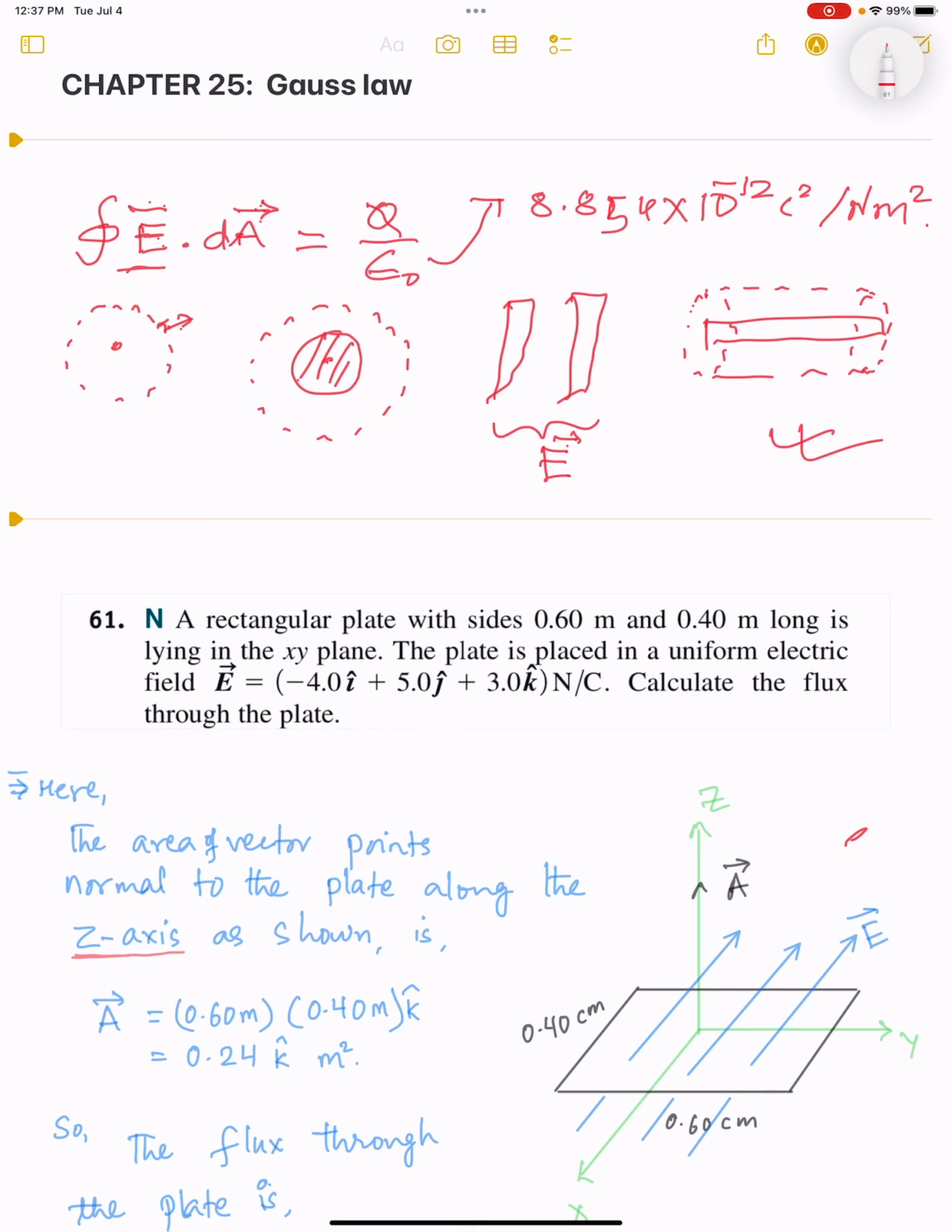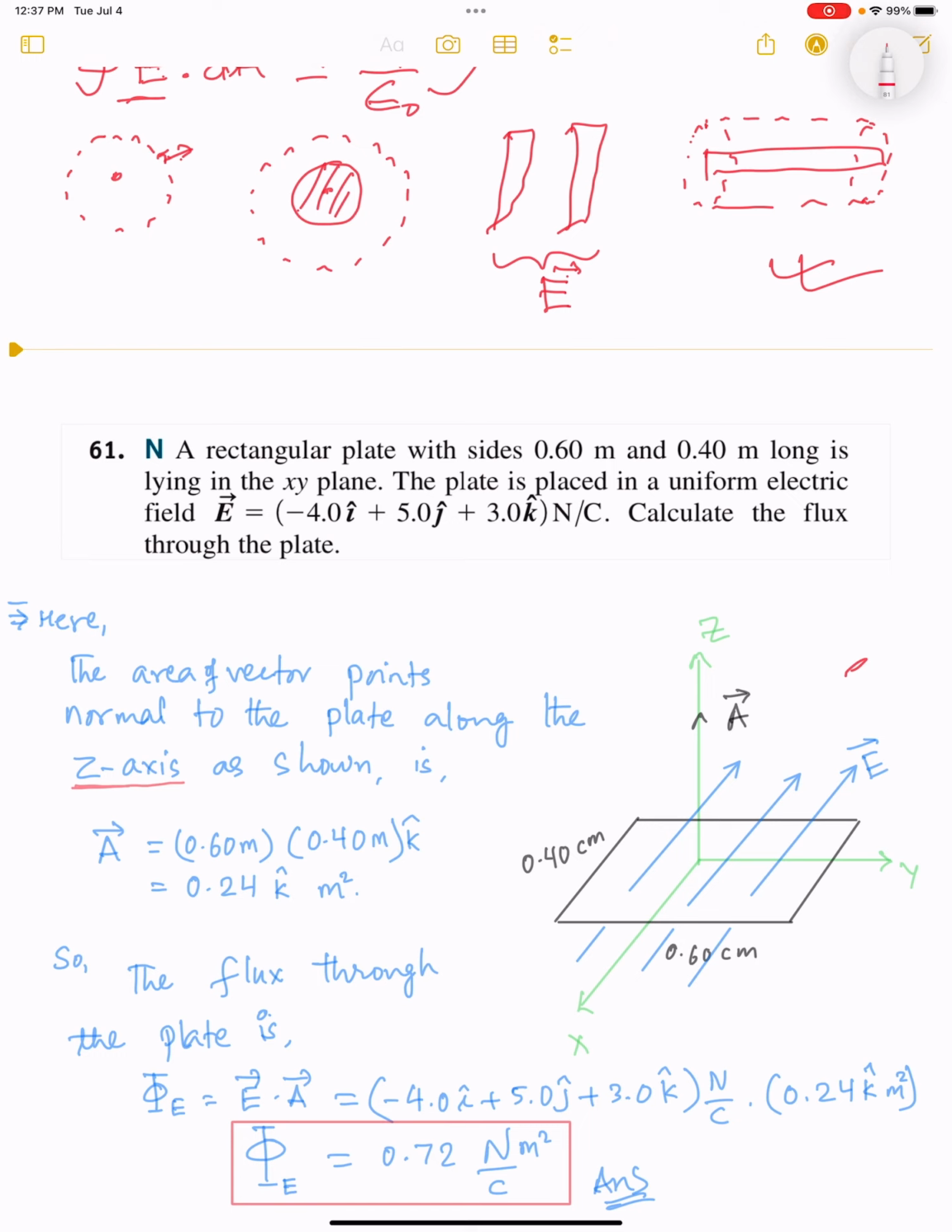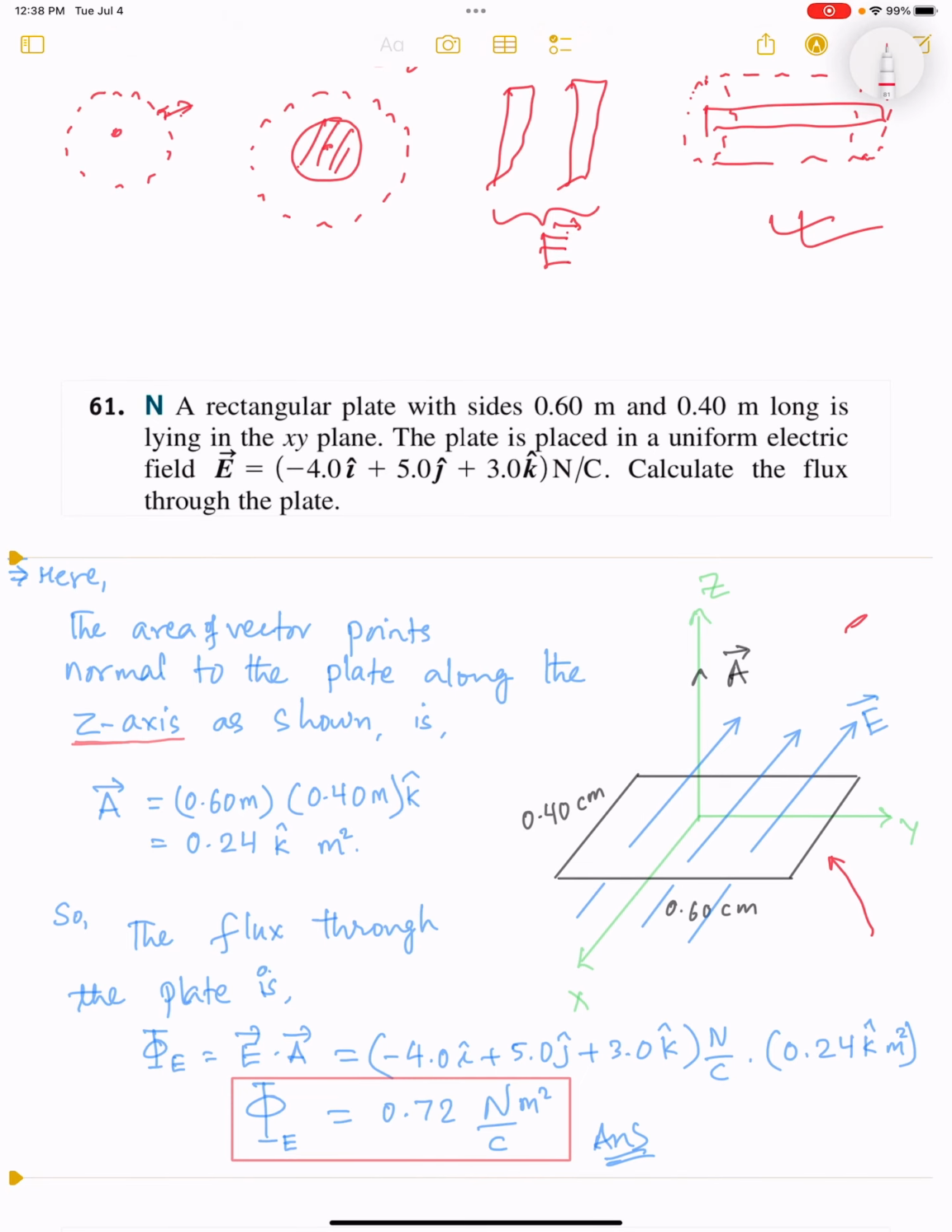So let's try to solve the discussion problem. That's our focus for chapter 25. Let's talk about problem number 61. It says a rectangular plate with sides 0.60 meter and 0.40 meter long is lying in the XY plane, which I have drawn here. So this is the plate with length 0.60 meter and its breadth is 0.40 meter.